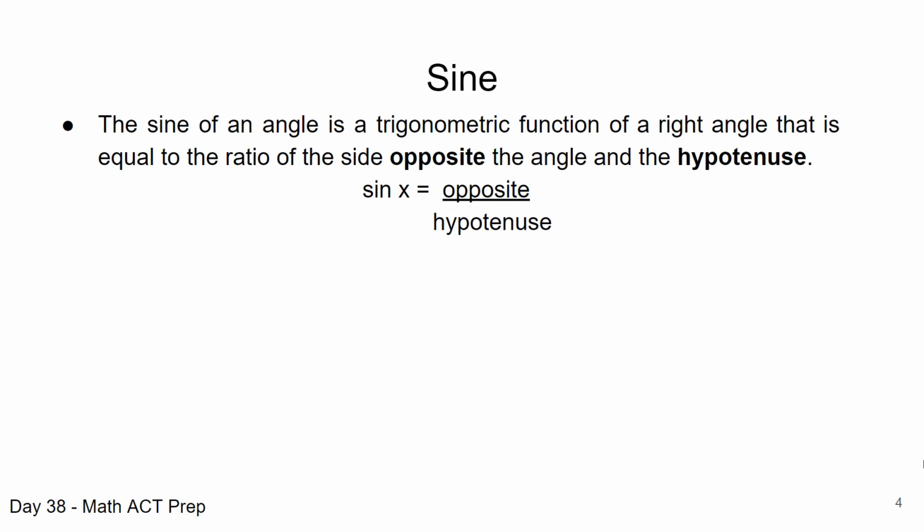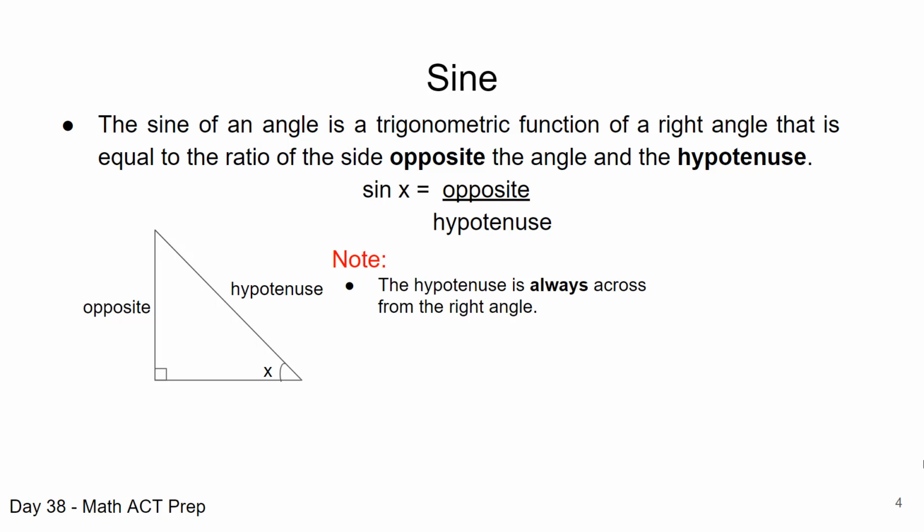When we're talking about sine, we are usually talking about a right triangle. So we have a right angle, and sine is the ratio of the side opposite whatever angle you're talking about and the hypotenuse. So if we're looking at a picture of a right triangle here, we see x is the angle that we're referring to, and we have the opposite side length opposite that angle x, and then the hypotenuse. And just as a reminder, the hypotenuse is always across from the right angle.